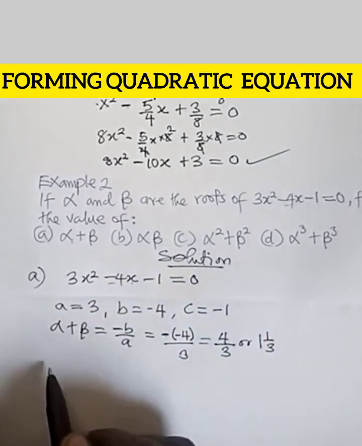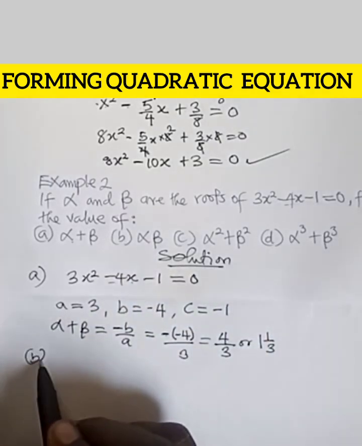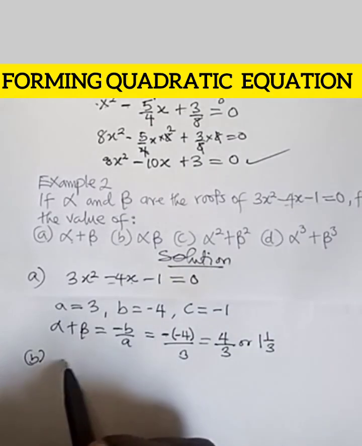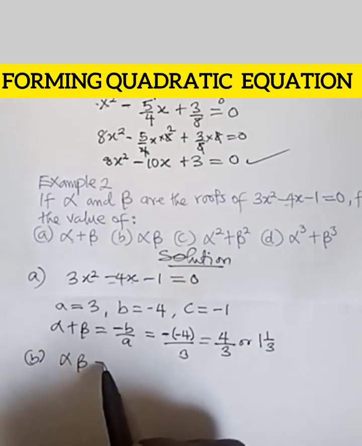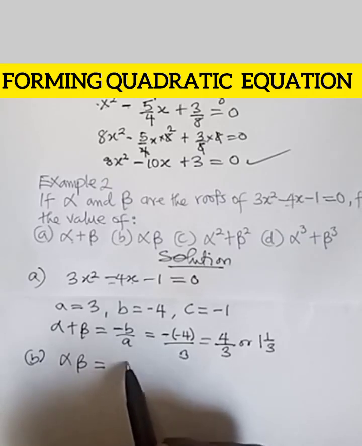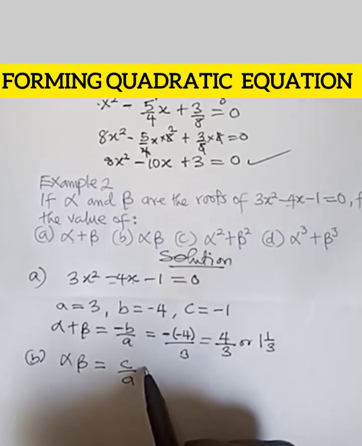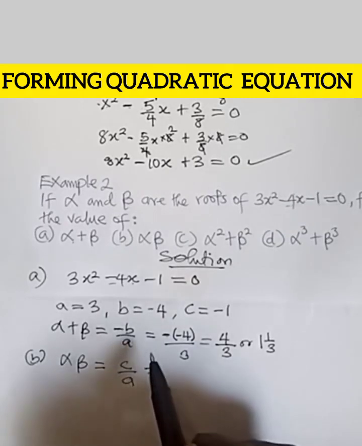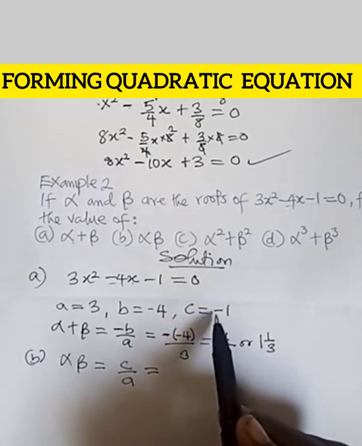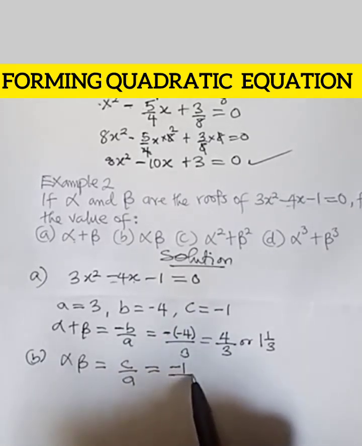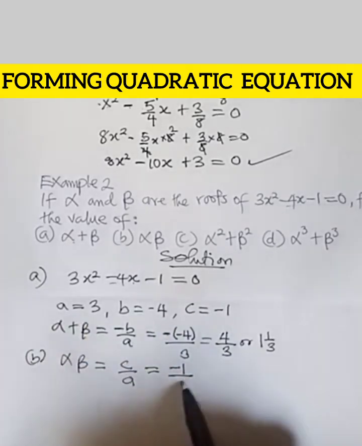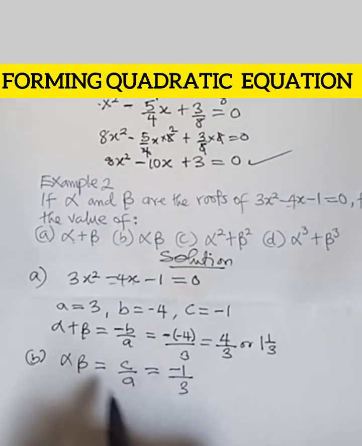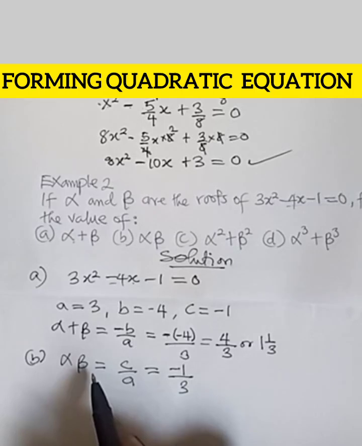Now to solve for the product of roots, alpha beta is equal to c over a. If you substitute the value of c and a, c is minus 1 and a is 3. So I put my 3. So this will be my value for alpha beta, the product of roots.